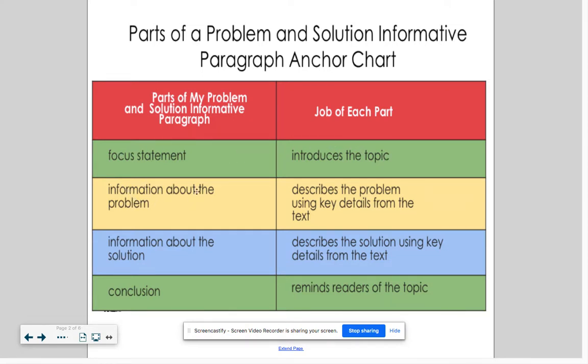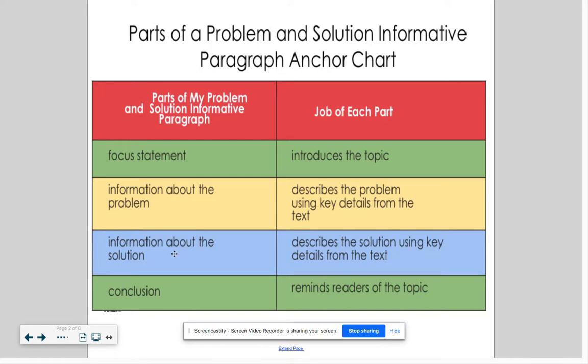Next comes information about the problem. What do we know about it? It describes the problem using key details from the text. So in order to describe what's going on in the problem, we must use details from the text so the reader can understand. Next, we have to provide information about the solution. How was the problem solved? We also get this information using key details from the text. All of our information is going to be from the text.